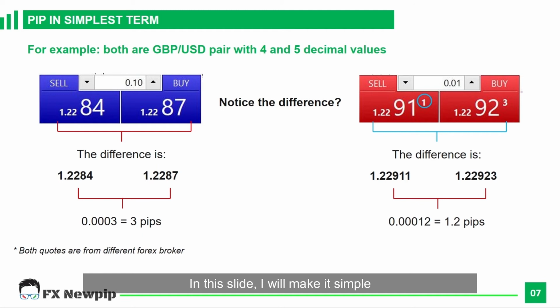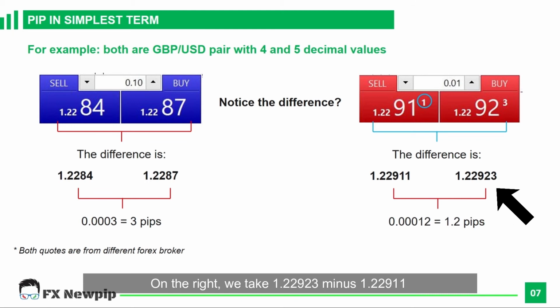In this slide, I will make it simple for us to understand pip value. We are going to use the GBP/USD pair. On the left, the base price is 1.2284 and the quote price is 1.2287. It's very simple. Take 1.2287 minus 1.2284 and the difference is 0.0003, which is equivalent to 3 pips. Why is it 0.0003 for that digit? It's because this Forex quote comes in 4 digits or 4 decimals.